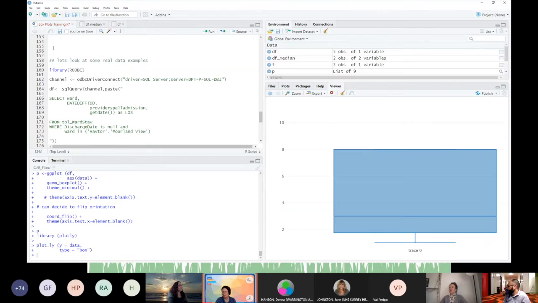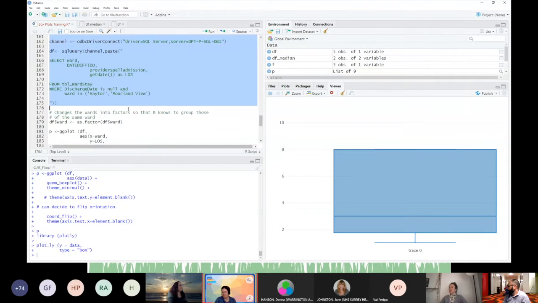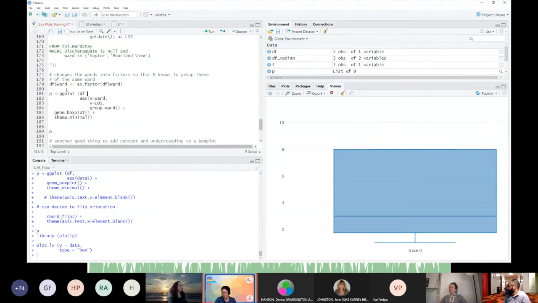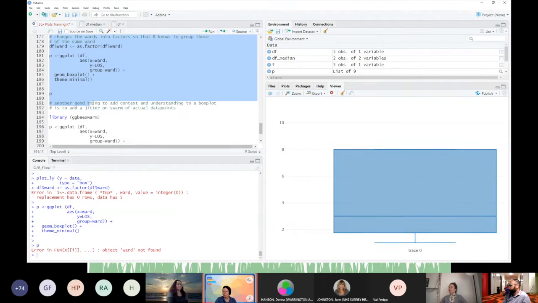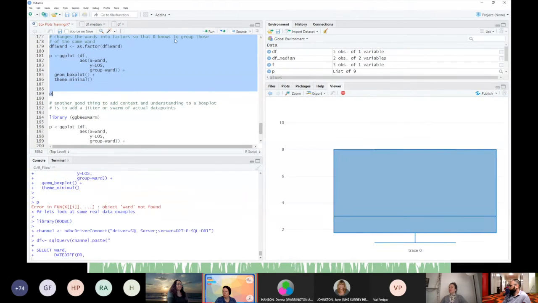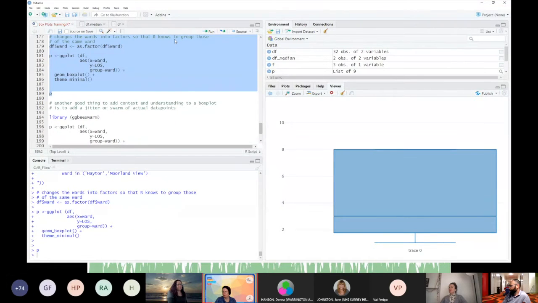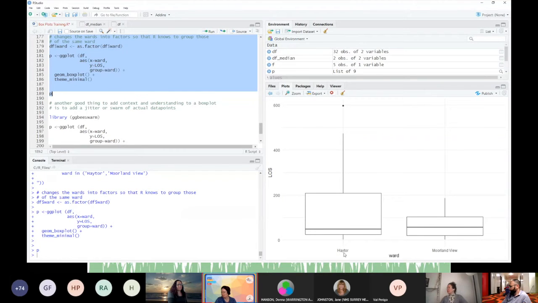So I'll just very quickly look at a real example. This is, as of today, some data from our wards. I'm just going to compare 2 wards. Let's load the data in and it might actually work. So I've got our Haytor ward and our Moreland View ward. We can see that our Haytor ward has a lower average length of stay than our Moreland View ward, which is traditionally what we would report on.